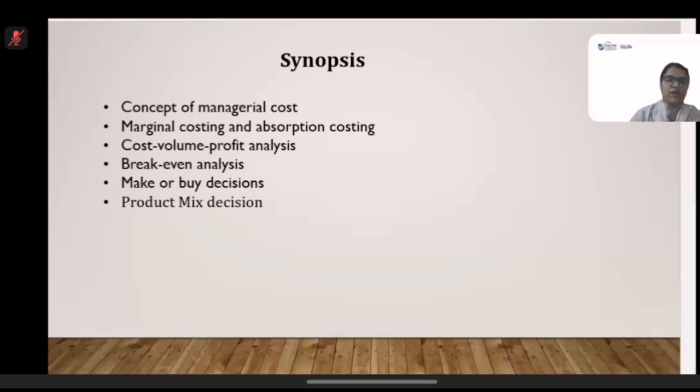Today we are going to start with our next unit. Today we are going to discuss cost, marginal costing, absorption costing, cost volume profit analysis, make or buy decision, and product mix decision. Okay, so let's start.